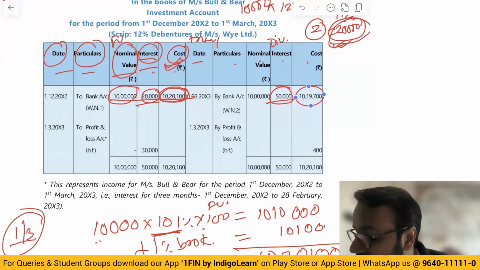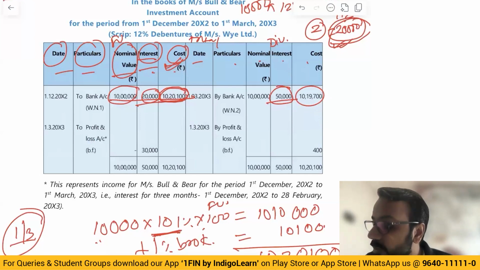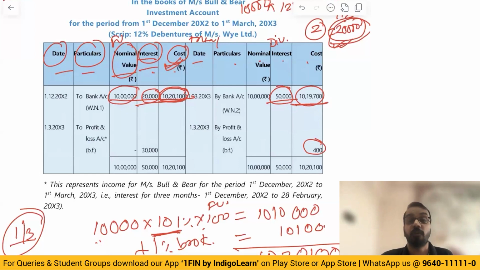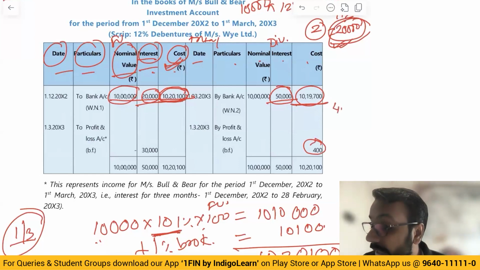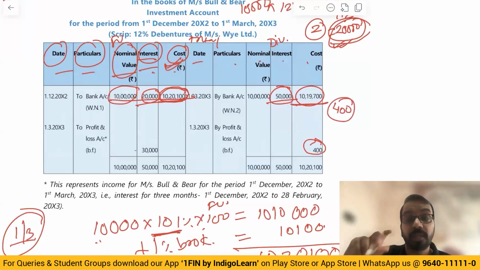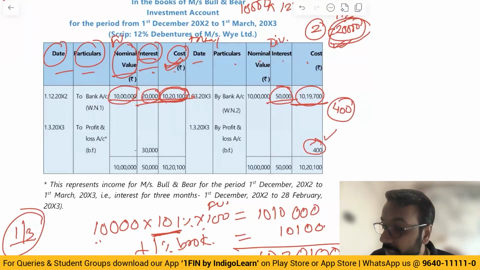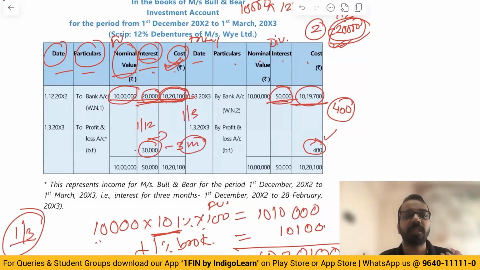Okay. Now here what has happened? We purchased at 10,20,100, we sold at 10,19,700. So there is a loss of 400. Now this is 100% sold. If we had only sold, let us say 400 debentures, we would have calculated gain or loss considering 400 debentures, and balance 600 debentures would be closing balance. Okay. This is the loss. And the balance number in the interest column is the interest. Now this 30,000 is basically, see, we purchased on 1st of December, we sold on 1st of March. This represents 3 months interest. That is how the account gets tallied.